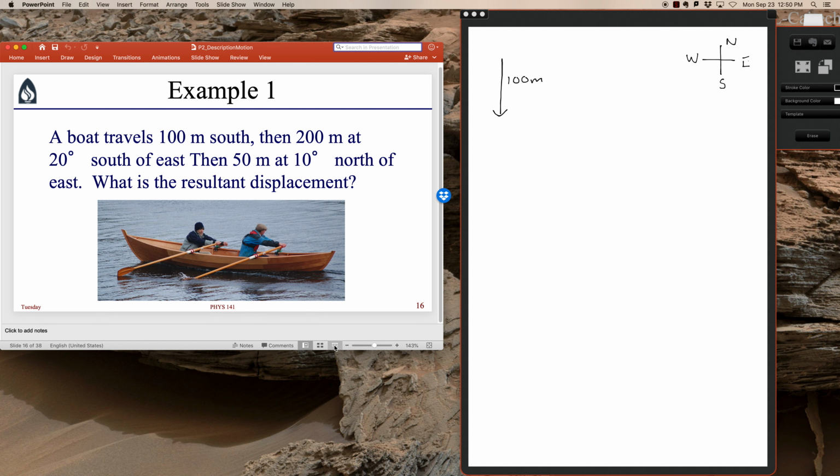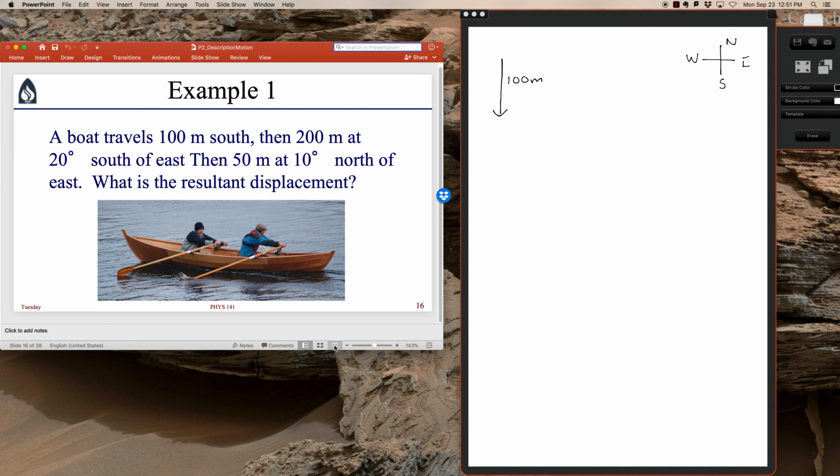Then the boat turns and travels 200 meters in a direction that's 20 degrees south of east. So what does south of east mean? Well, if you think about giving someone ordinary directions, you might say that the church is 2 miles east of the grocery store. What would that mean? It means you start at the grocery store and travel that distance in the east direction. So with angles, it's pretty much the same thing. South of east means we start in the east direction and then go 20 degrees south of that.